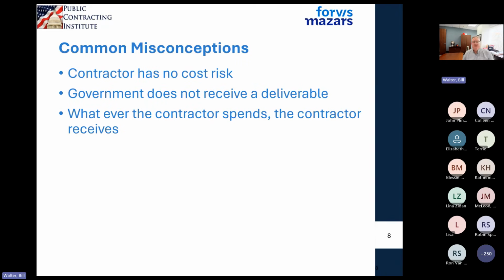Some common misconceptions, some common myths is that the contractor has no cost risk. Well, that's not true. If you spend more than your funding, you're at risk. If you incur costs that are unallowable, you're at risk. If you incur costs that you don't think are unallowable, but they get challenged during an audit and you can't pass the hurdle of the auditor or the contracting officer, you're going to be at risk. Another misconception is that the government doesn't receive a deliverable.